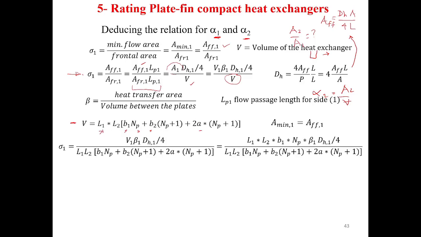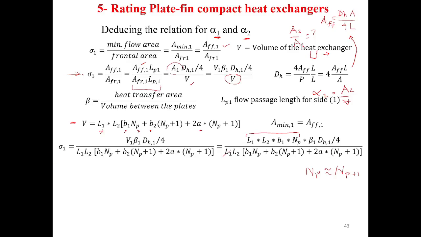Also, since V1, the volume between the plates, can be written in terms of L1, L2, B1 and NB, we can write V1, the volume between the plates, by this expression. Notice that we are going to assume that NP and NP plus 1 are almost the same. The difference is very small, especially for very small spacing, B1 or B2. So now we have a very long expression that gives you sigma.